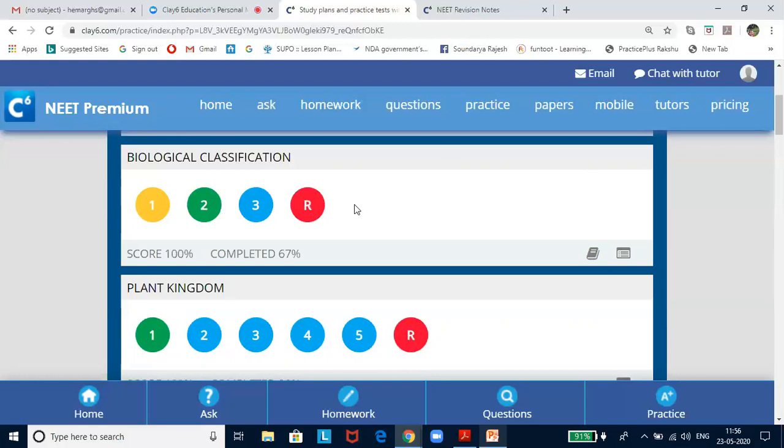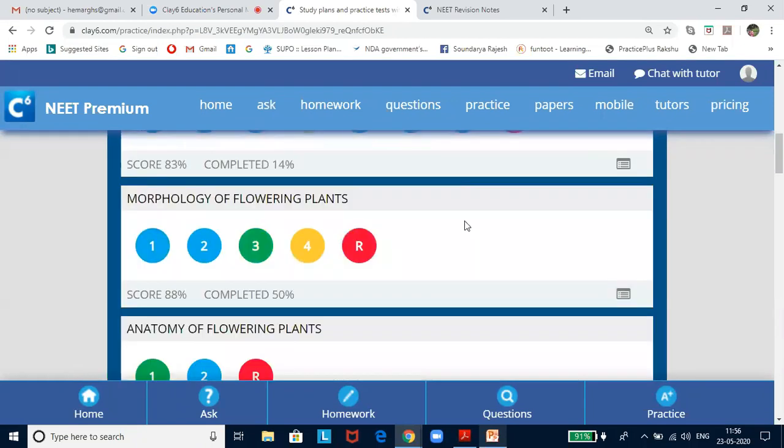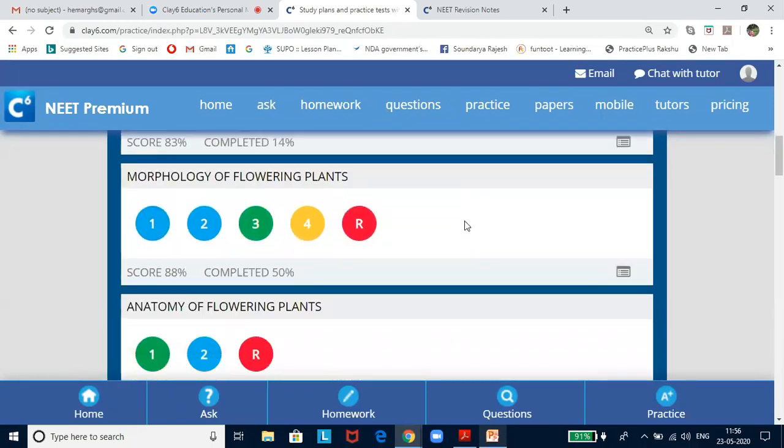So once you complete all these tests, you can click on this and see the number for each test. It depends on the complexity of the chapter and how much is covered in the textbook. So that is how these tests have been created.